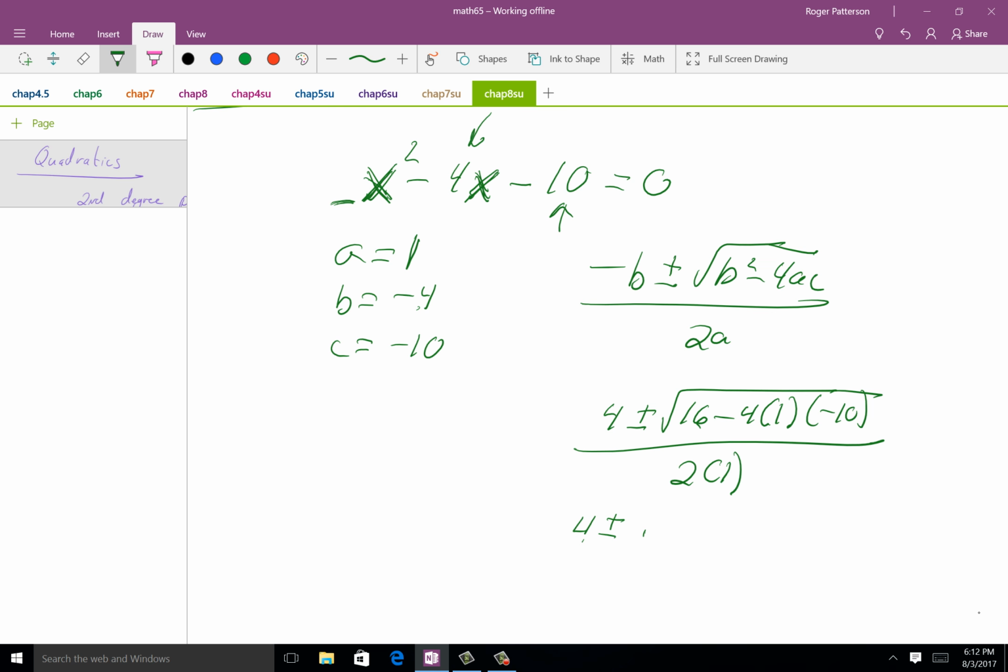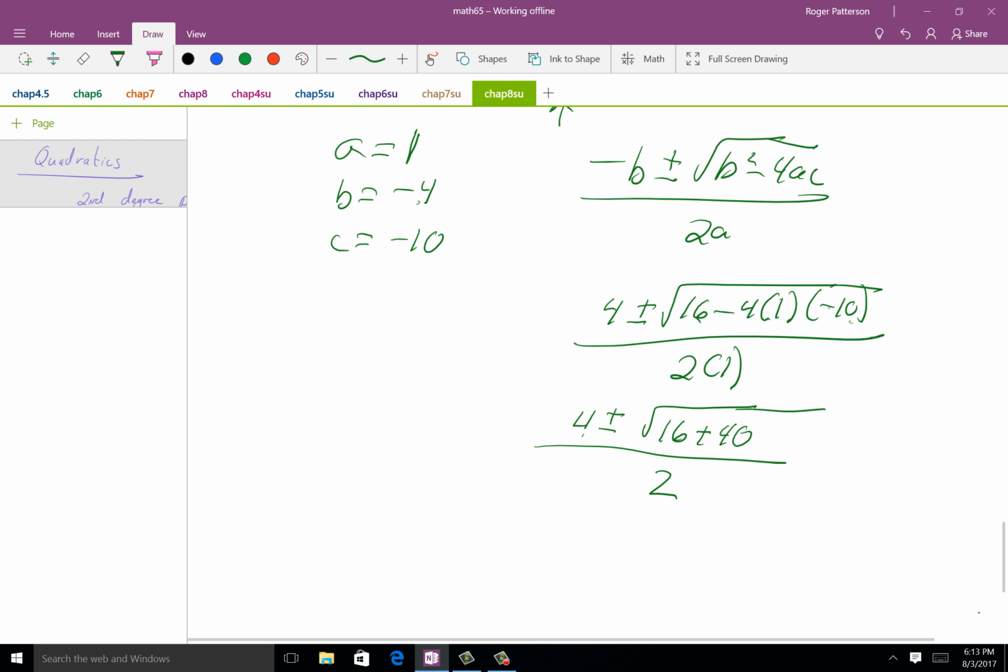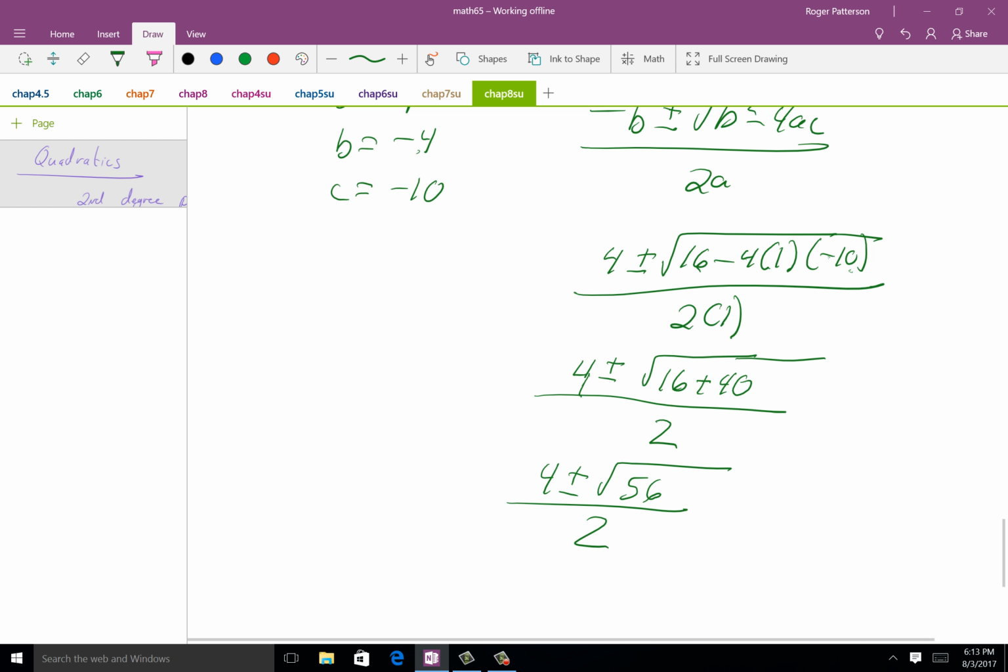And I'm taking my time here. You can go at whatever number of steps you think you need to take. So I'm going to go 4 times 1 times 10, that's 40. Notice I have a minus and a negative, so that's a plus 40. That's going to be 2. Again, here I'm taking my time. 4 plus or minus square root 56, add that up, divide it by 2, and there's an answer.